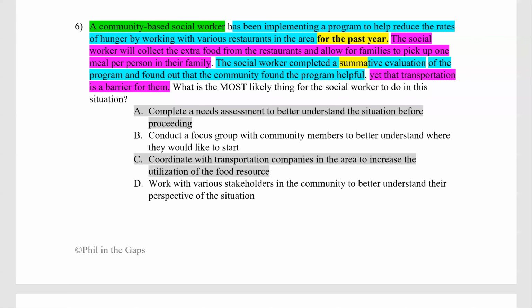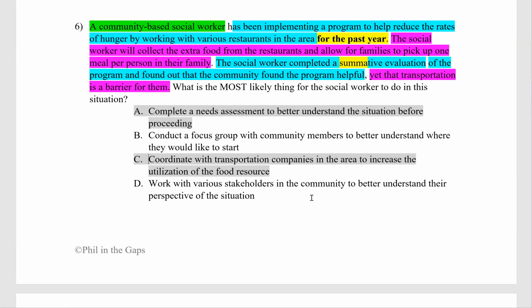Same thing with the individual client realm. We meet the client where they're at, allow for them to decide and have the right to self-determination. Same thing in the community. So we're not just going to say, this is what it's going to do. We're going to improve the food utilization based on the fact that transportation is a barrier. We're doing it based on our interpretation of what transportation means for the community rather than going directly to them.